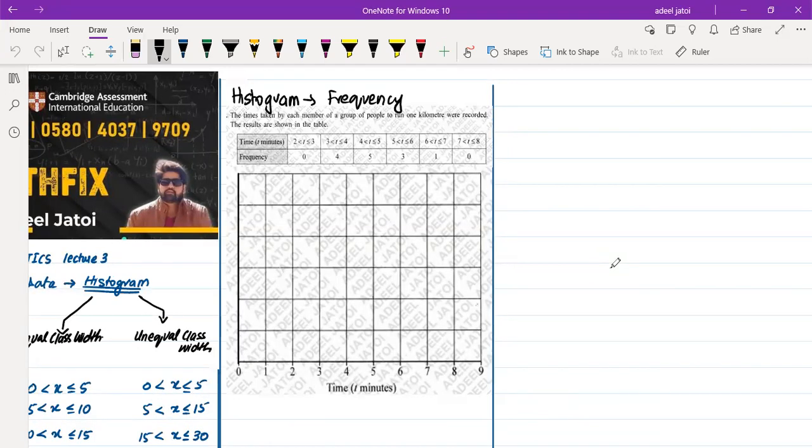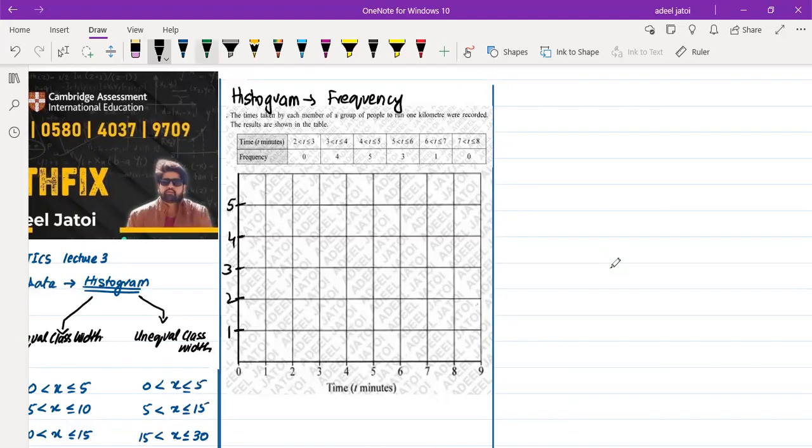Your frequency starts from 0 and ends with 0, whereas your frequency maximum value is 5. So this can be taken as 1, 2, 3, 4, and 5. You can go up to 6 as well, but there's no point of going till 6 because your maximum frequency is still 5.